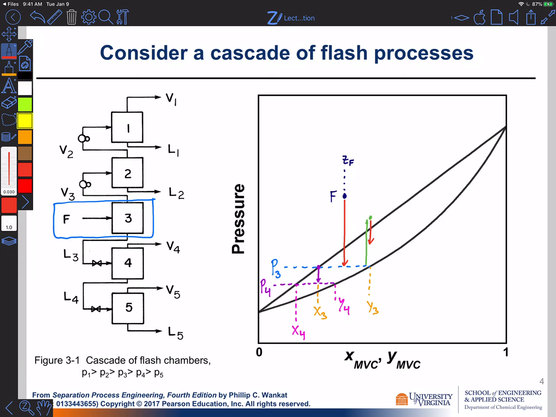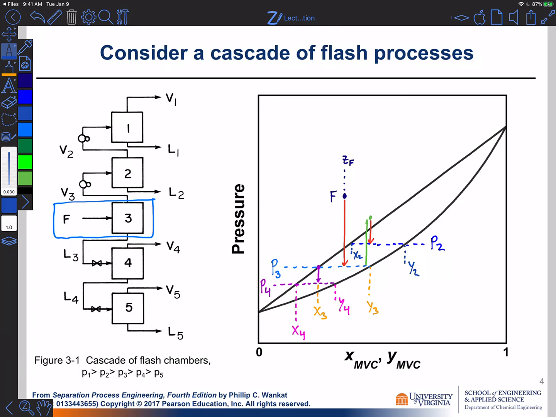So in this case, for example, we might then have a situation where now we have a pressure P2 that's corresponding to that flash drum number 2. And again, we could come off and say we have liquids X2 and Y2.